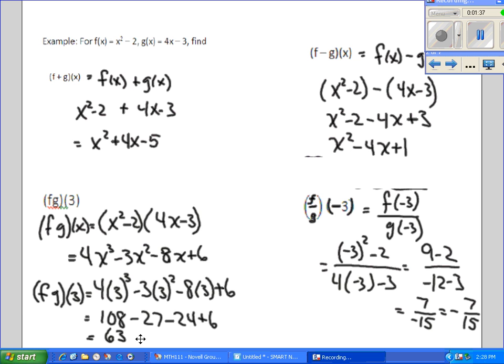And then over here, f over g of negative 3, I did this one a little bit differently. Rather than first dividing the two functions and then evaluating, I evaluated the two functions, f of negative 3 and g of negative 3, and then divided the two functions. So either method works.